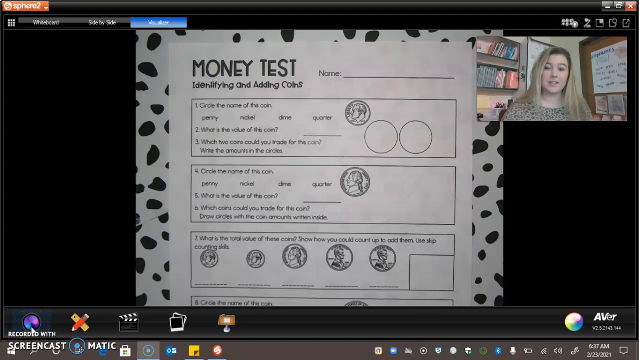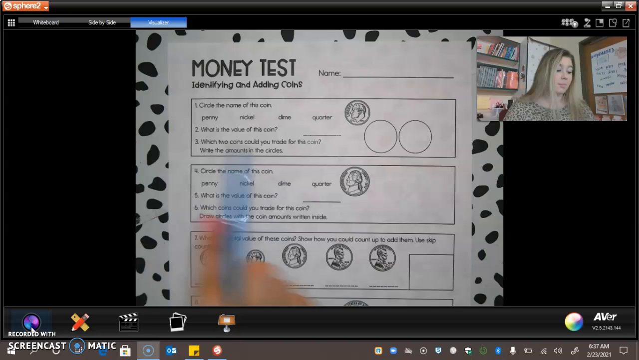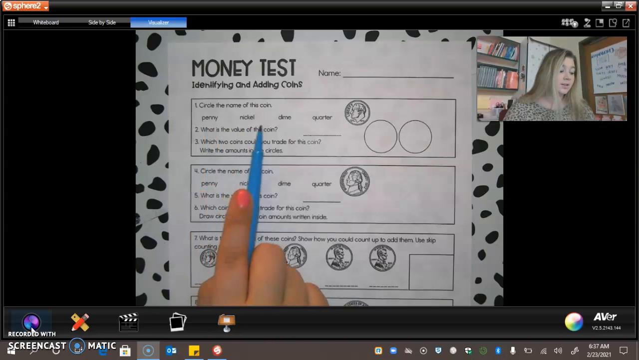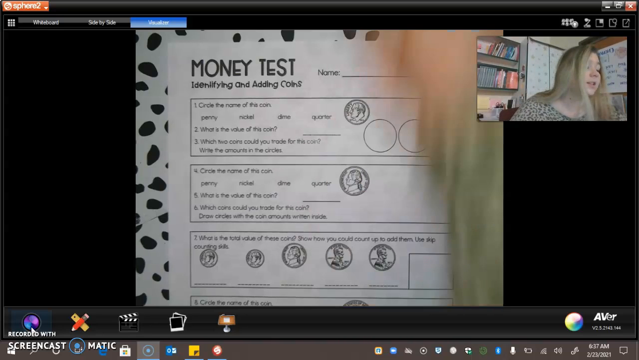Great. Today we are going to be taking the money test. So we are going to be working on identifying and adding together coins. Number one says circle the name of this coin. Is it a penny, nickel, dime, or quarter? Which one is this coin?